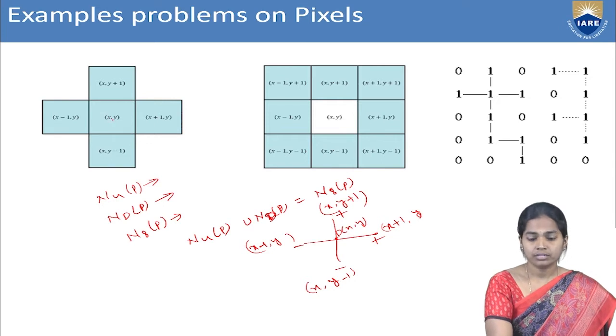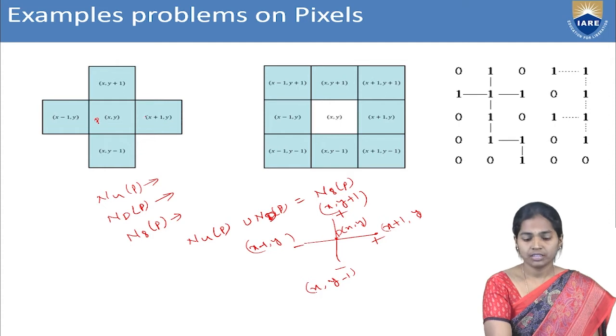This is the center point p of x comma y. It consists of two vertical and two horizontal neighbors. Here we represent x plus 1 comma y, x comma y plus 1, and here x minus 1 comma y, here x comma y minus 1.